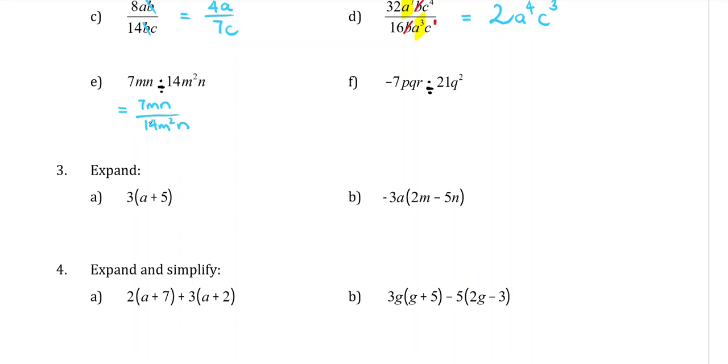So 7 and 14 we can divide by 7 on the top and bottom and get a 1 on the top and a 2 on the bottom. The n on the top and the n on the bottom will cancel out completely. The m's, I have 1 on the top and 2 on the bottom, so I can cancel 1 from the top, 1 from the bottom. So I'll cross off the squared so that I still have 1 left on the bottom. So the 1m left on the bottom, I'll put it there, so it's 1 over 2m.